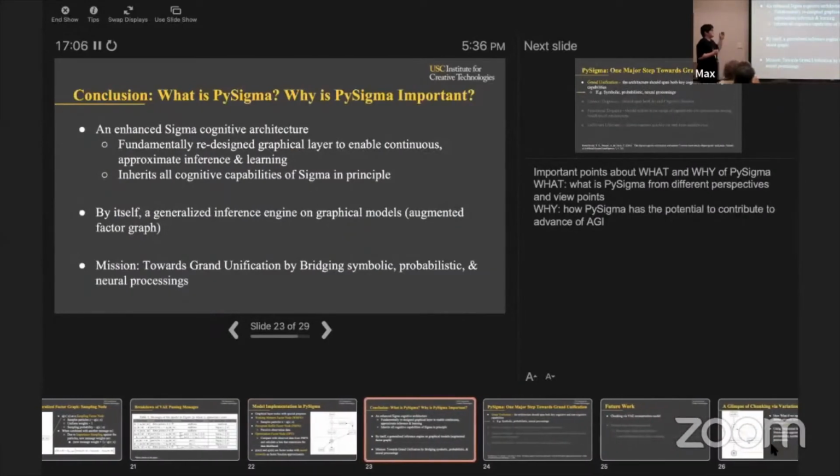All right, so in conclusion, what is PySigma and why is it important? First, it's an enhanced Sigma cognitive architecture. It fundamentally redesigned the graphical layer to enable continuous approximate inference and learning, and therefore is able to model a wider range of capabilities. However, it also inherits all of the cognitive capabilities because it follows the same design principle for the cognitive layer. You can also think of it as a generalized inference engine on graphical models, with the augmented factor graph as the underlying representation. And basically, the mission of PySigma is to move towards grand unification.